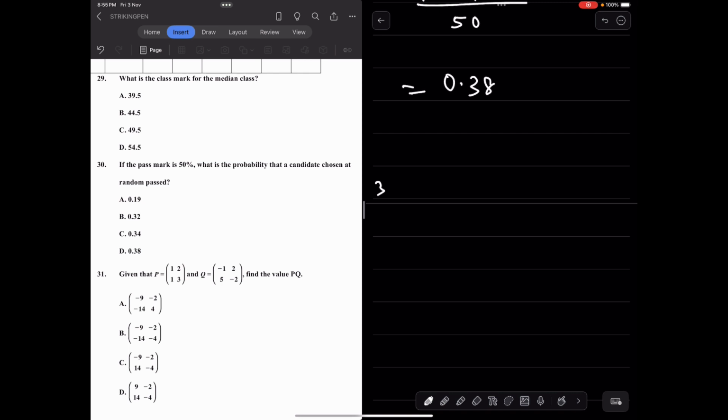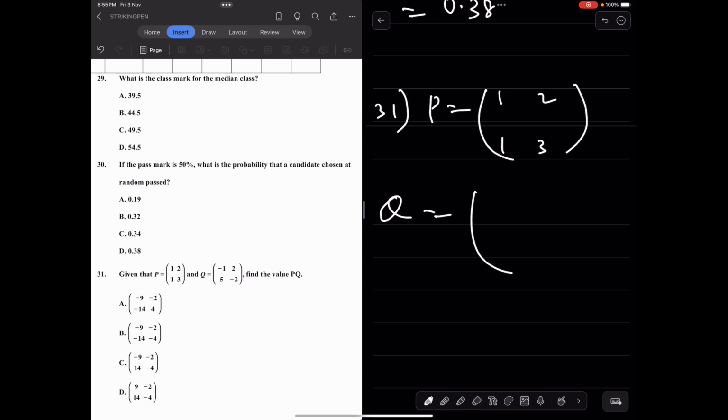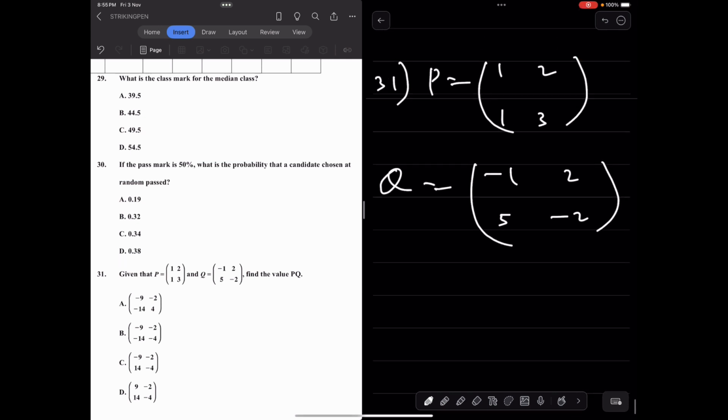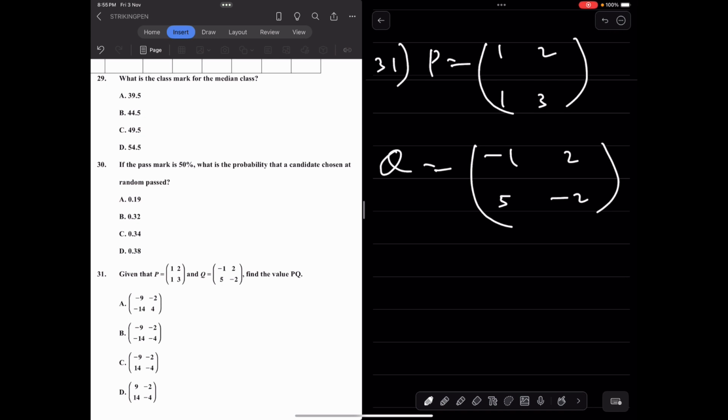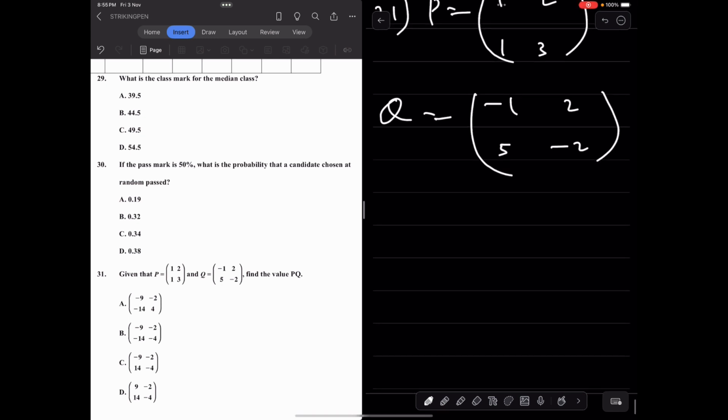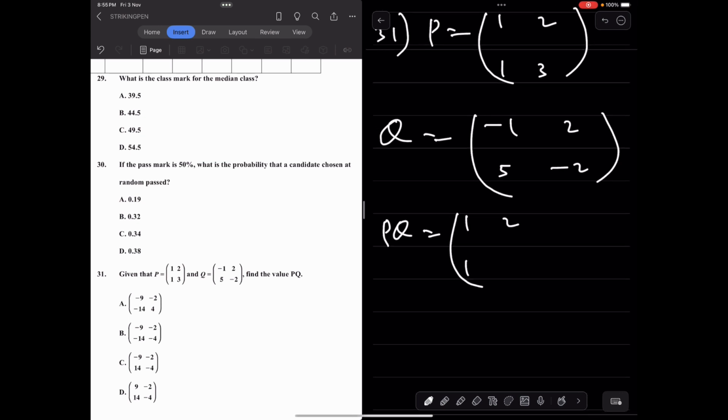31, what does that say? Given that you have a matrix P with elements 1, 2, 1, 3, and the matrix Q with elements minus 1, 2, 5, minus 2. Now find the value of PQ. That means they want us to find the product of the matrices PQ. So PQ is going to be the matrix P with elements 1, 2, 1, 3 multiplied by the matrix Q, which has the elements minus 1, 2, 5, minus 2.